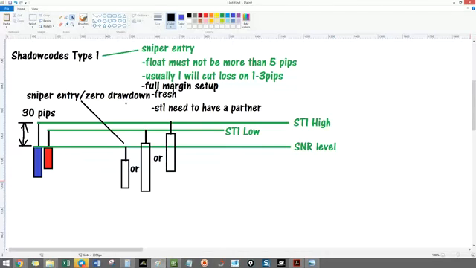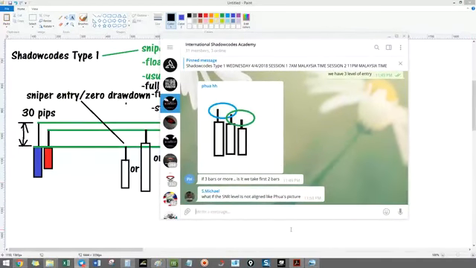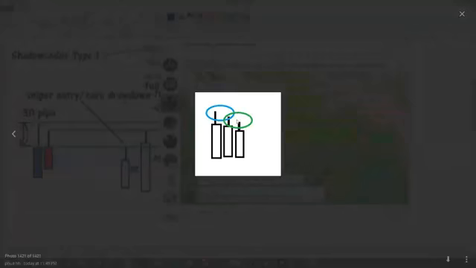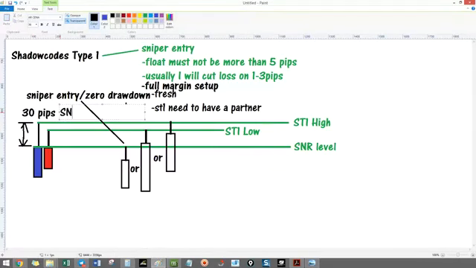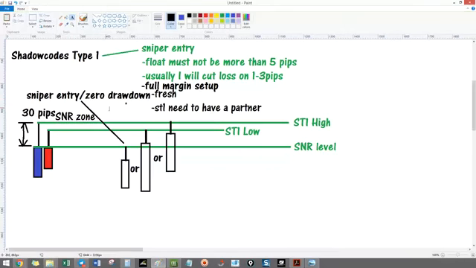What if the SNR level is not aligned like in the picture? Oh, for shadow codes. I will explain that later. I will explain the cut loss theory first. So for example, you have 30 pips of SNR zone, and over here your cut loss is only 5 pips. So for example, you float about 5 pips here.